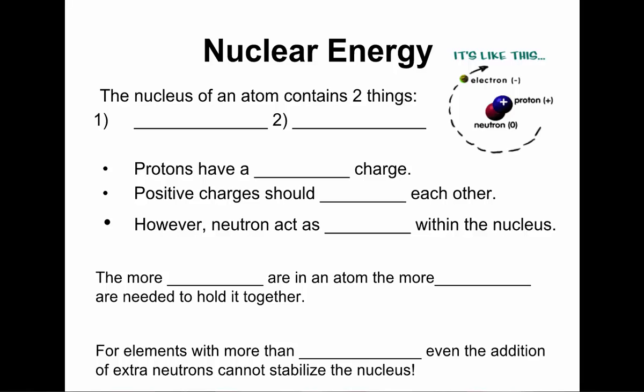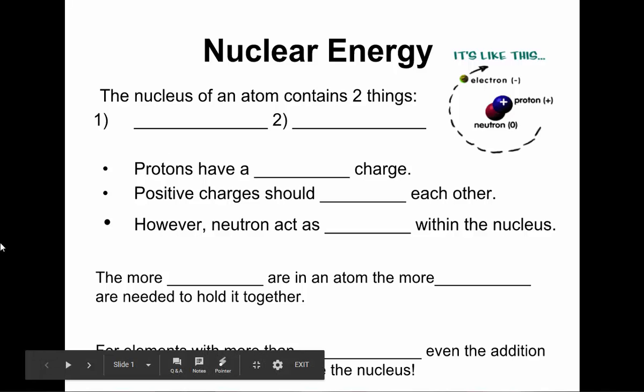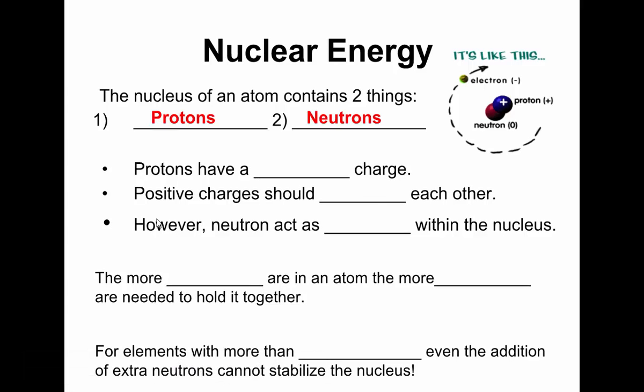The electrons on the outside. Okay? When we talk about nuclear energy, we're focused not on the electrons on the outside at all. We're focused on the nucleus of the atom. Okay? So, as we know, the nucleus of an atom contains which two subatomic particles? Protons and neutrons. Protons with what charge? Positive.